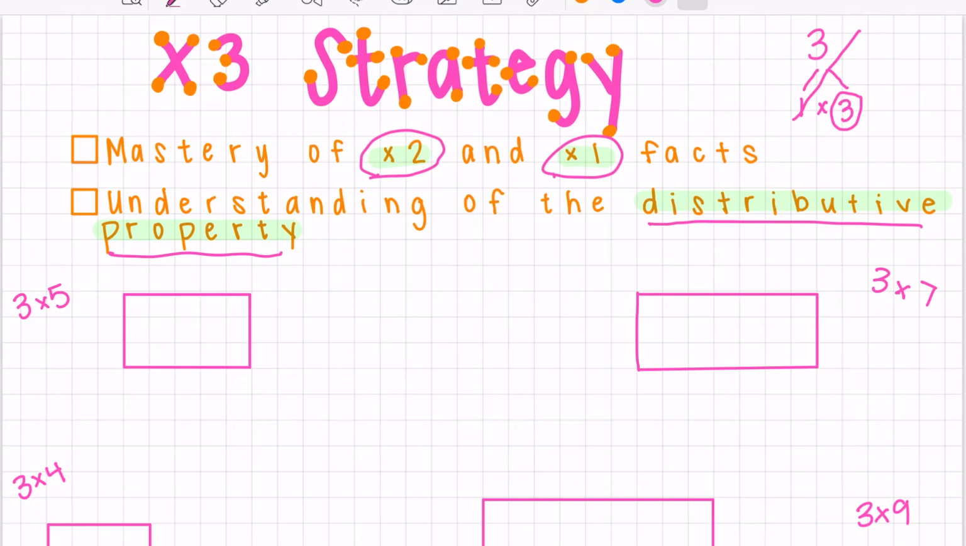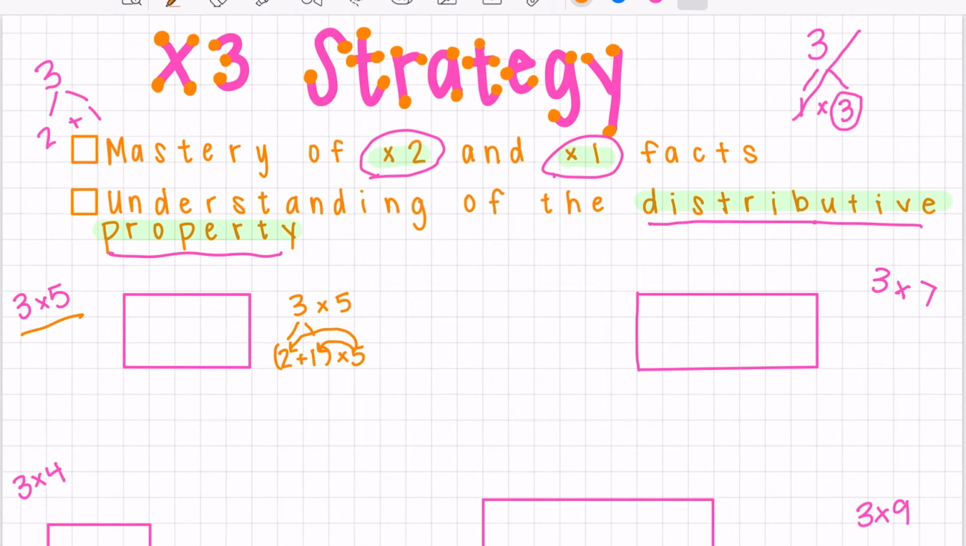With the distributive property, we are going to decompose it into add-ins. If we look at the number 3, we can get very foundational facts here by decomposing it into 2 and 1. We're going to start off looking at 3 times 5. I'm going to rewrite this problem as 2 plus 1 times 5. I'm going to distribute the 5 to the 2 and the 5 to the 1.